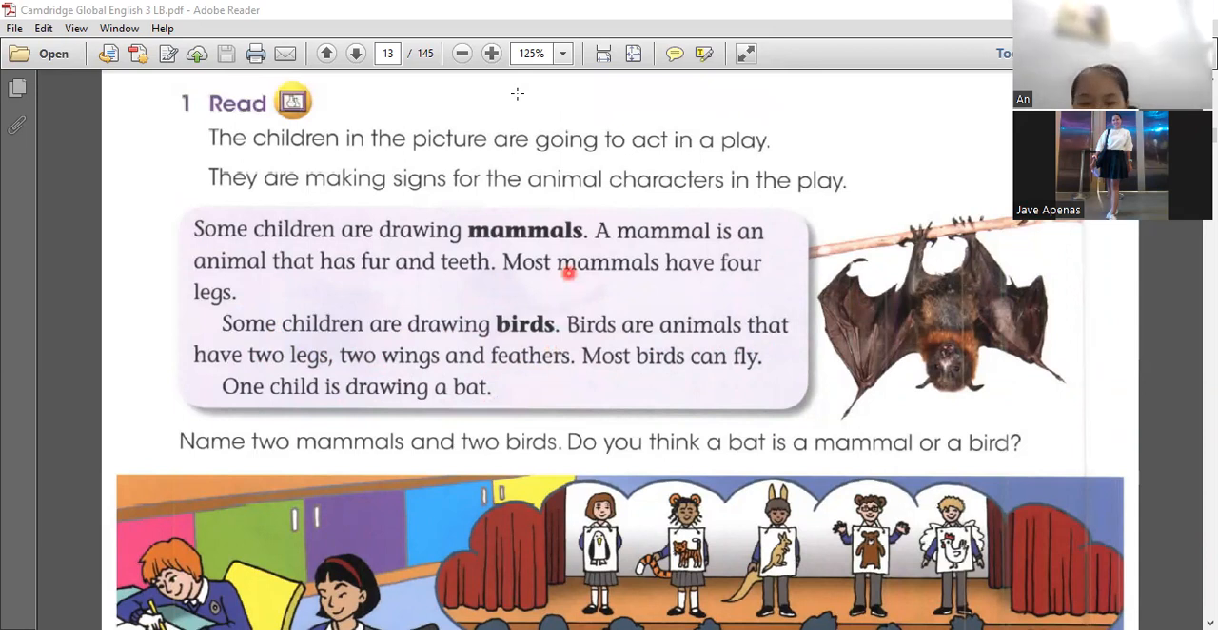Correct. Okay. Again, we have highlighted words there, like mammals and birds. What is again a mammal? A mammal is a kind of animal. So a mammal is an animal that has fur and teeth. It also has four legs. Okay, give me an example of a mammal. Dolphin. Yes. A dog. Yeah, mammals. Dog. Correct. A dog. It has four legs and it has fur and teeth.